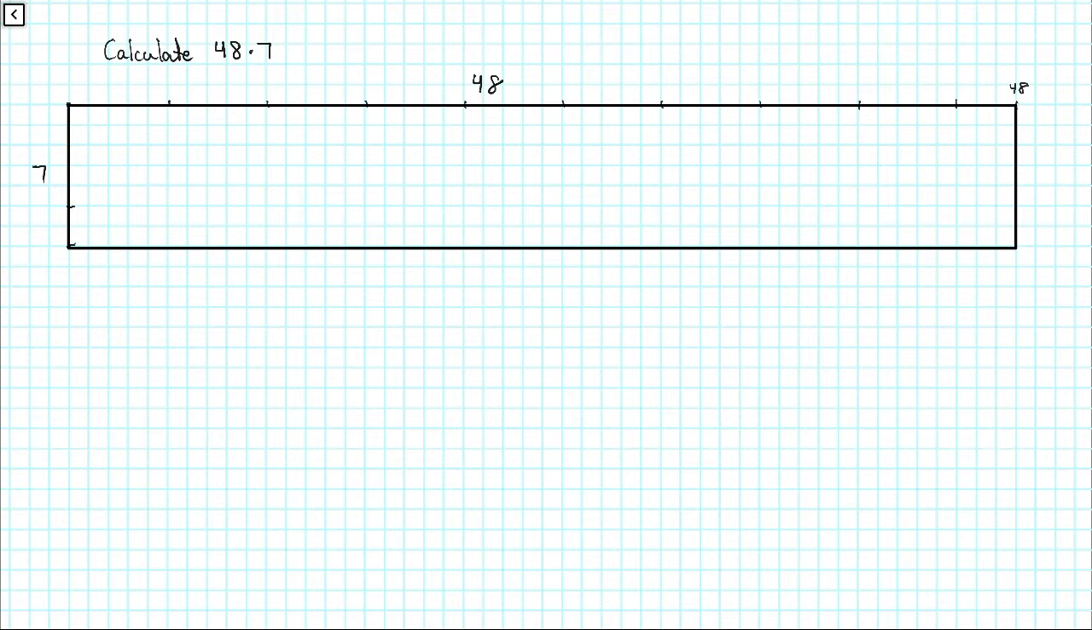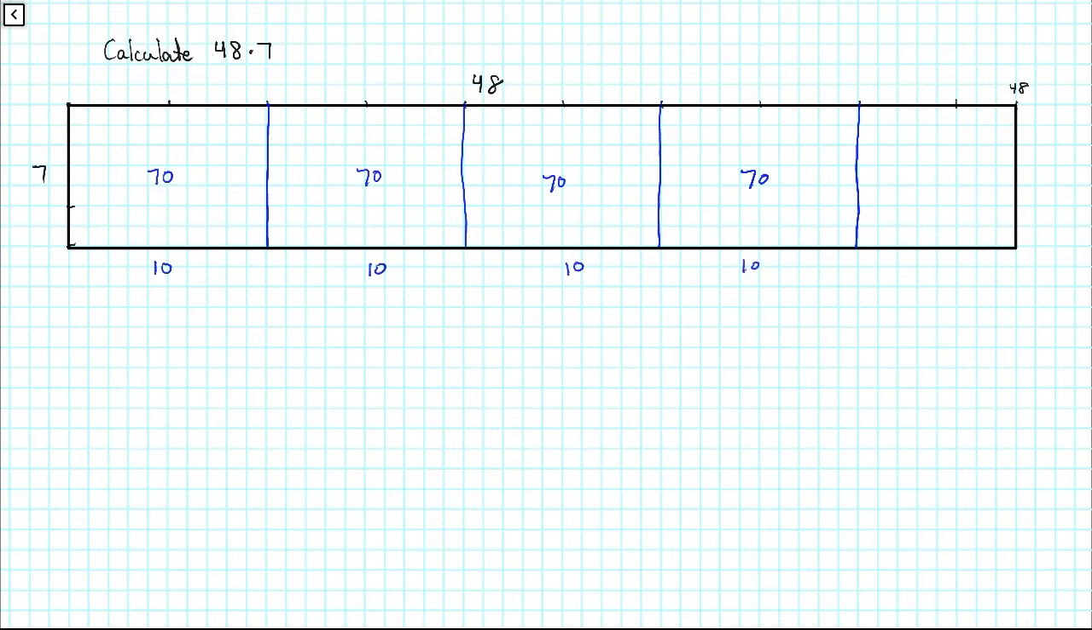One of the things is multiplying by tens is easier. So if I was to block off one of these groups of 10, this is 10 times 7, and so that's 70 in here. So I can actually see there's another 70, there's another 70, there's another 70, there's 10, 10, 10, and then 8 times 7.